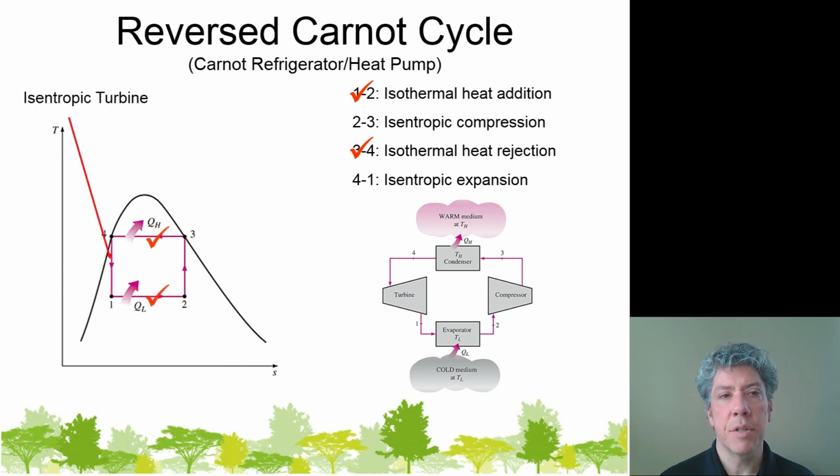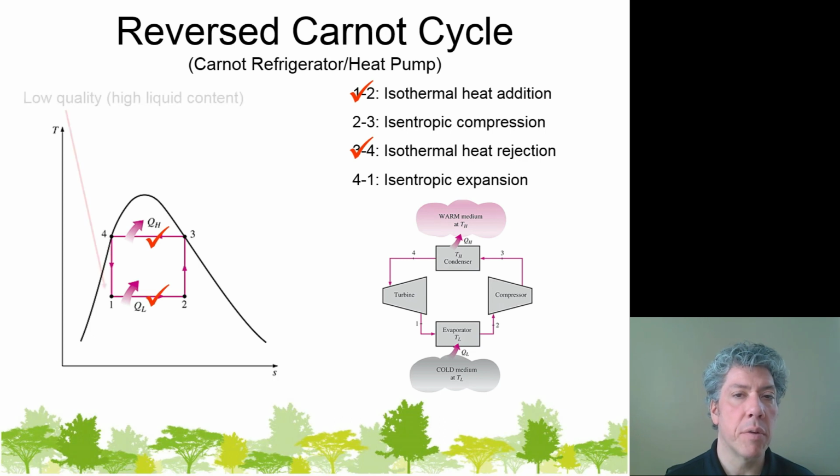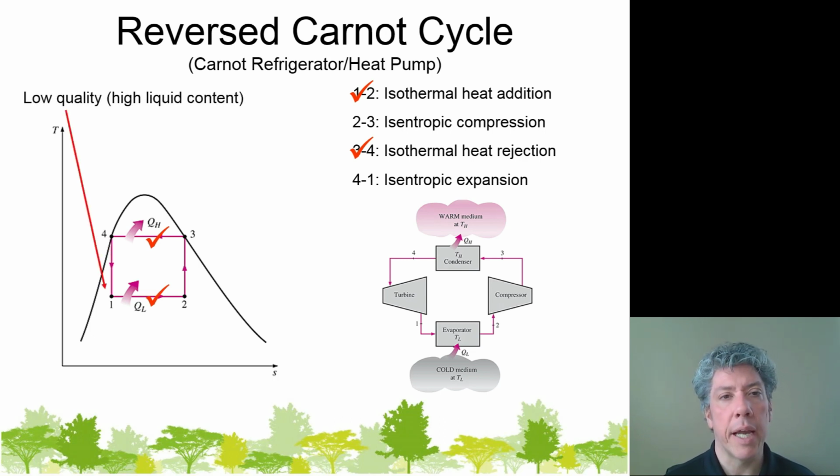What about the isentropic turbine from state 4 to state 1? Well, that's somewhat problematic because notice that state 1 ends up in the saturated region, right? And so that means we'd have a turbine whose output has a significant quantity of liquid. In fact, it would be mainly liquid, right? So this is not going to work well at all. The extremely low quality output of the turbine just would not work.